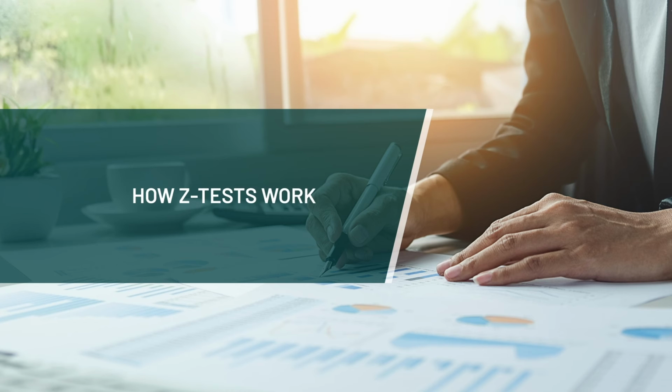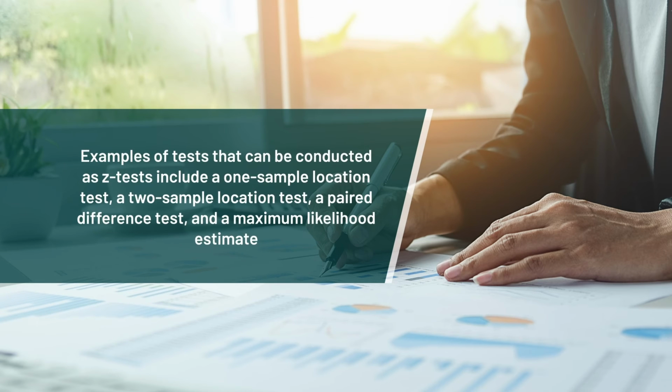Now we are going to talk about how Z tests work. Examples of tests that can be conducted as a Z test include a one sample location test, a two sample location test, a paired difference test, and a maximum likelihood estimate. Z tests are closely related to T tests, but T tests are best performed when an experiment has a small sample size. Also, T tests assume the standard deviation is unknown while Z tests assume it is known.